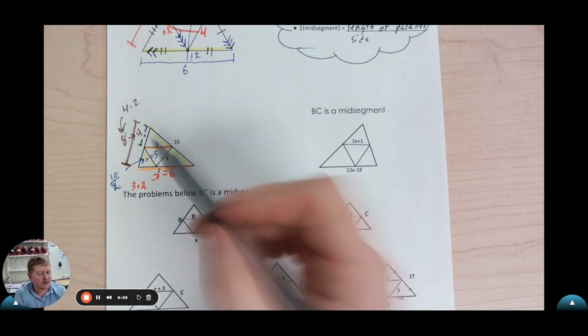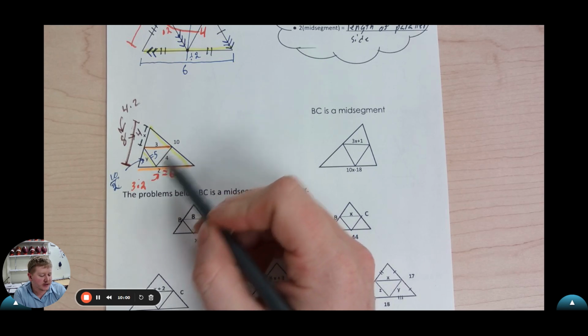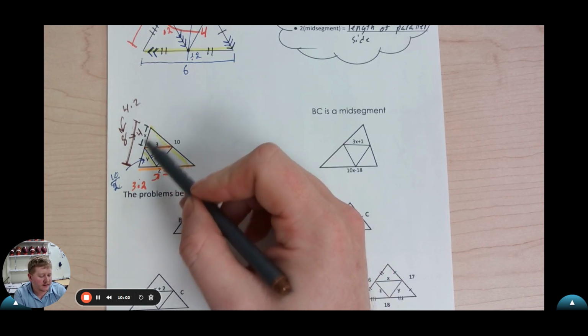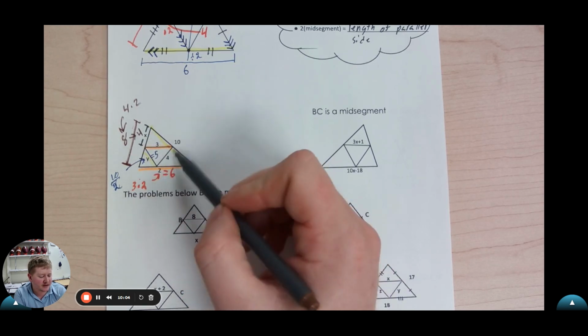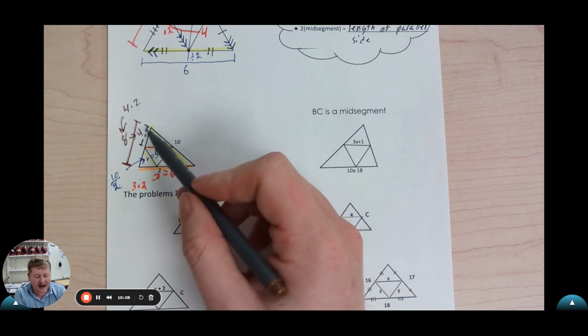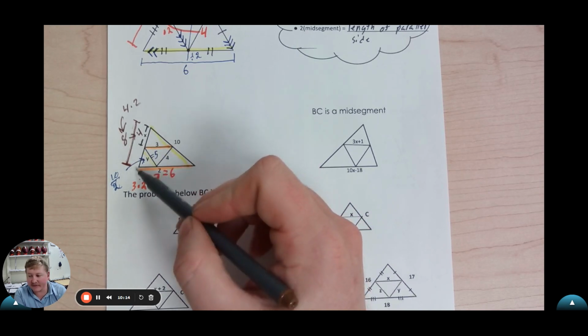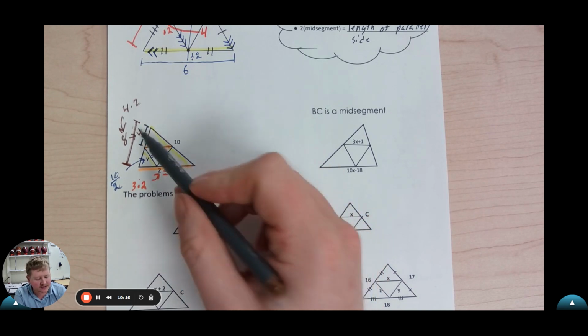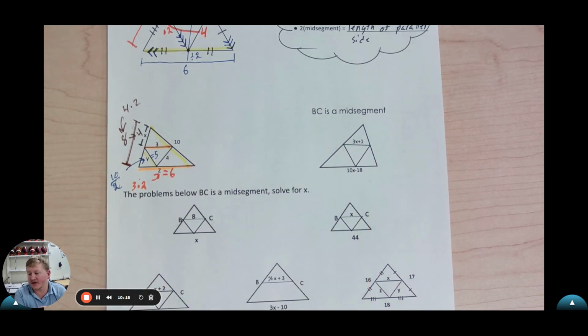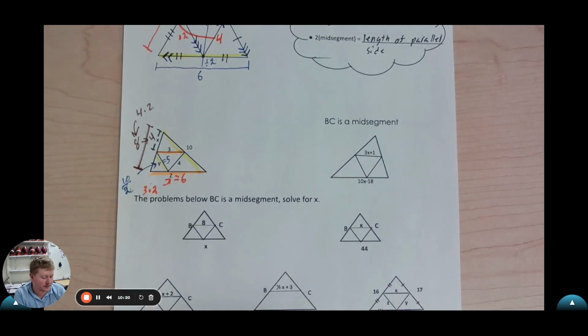The quick and fast way would be, hey, you see this here? Well, if this is half of the side and the mid-segment is half of the side, well, that means that these two things must be congruent, actually. So you can just put 4 and 4 there. Like I said, a little bit of a shortcut.